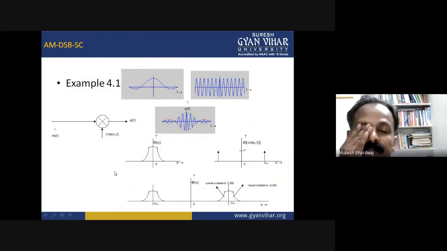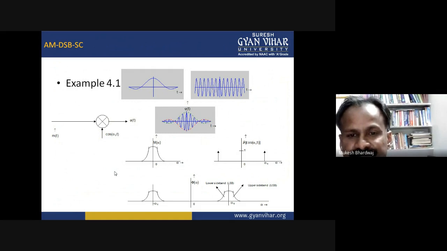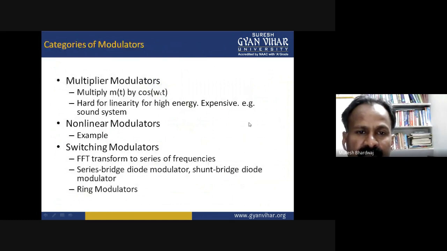So these are the diagrammatic representations of the waveforms: single sideband, double sideband, or amplitude modulated waves. Multiplier modulators multiply m(t) by cos omega_c t, hard for linearity for high energy, expensive. Examples: sound systems. Nonlinear modulators, examples: switching modulators, FFT transformed to series of frequency. Series bridge diode modulator, shunt bridge diode modulator, ring modulator.